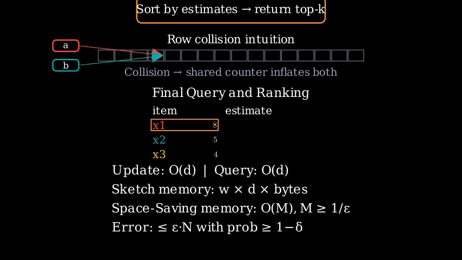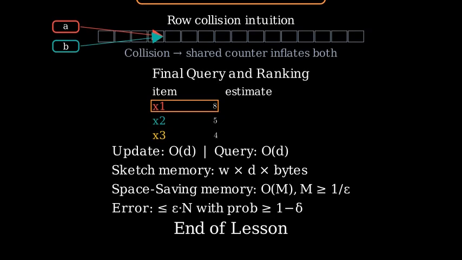Memory for the sketch is width times depth times counter bytes. Add the space-saving memory, which is O of m, with m at least 1 over epsilon. Guarantees. Counts overestimate by at most epsilon times n, with probability at least 1 minus delta. Reported top K are correct up to this additive tolerance with extremely high probability. This is how to compute top K frequent elements on massive streams under strict memory, using Count-Min Sketch plus space saving, needing 1% accuracy and high confidence.